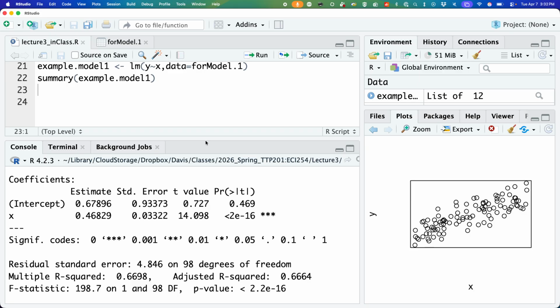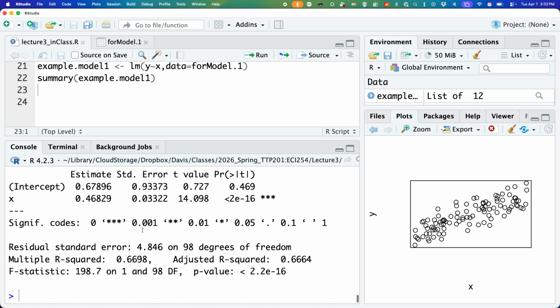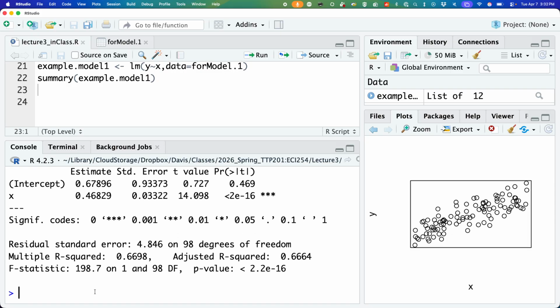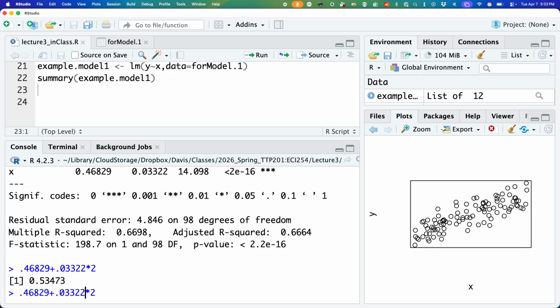0.46829, if you are 2 standard errors away from it, then 95% of the time we would expect our estimate to fall within that. So what does that mean? Let me just do this really quick. 0.46829 plus 0.03322 times 2, and we'll do this minus 2 as well.